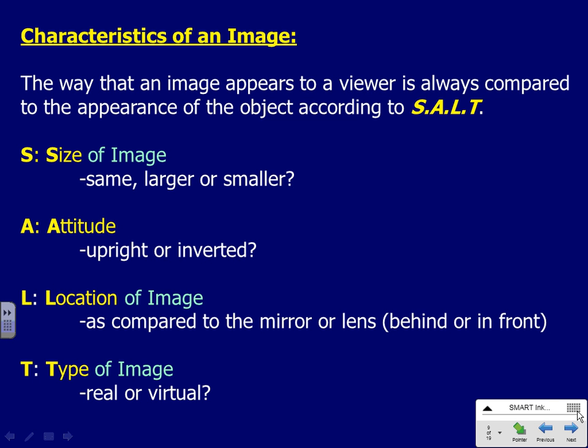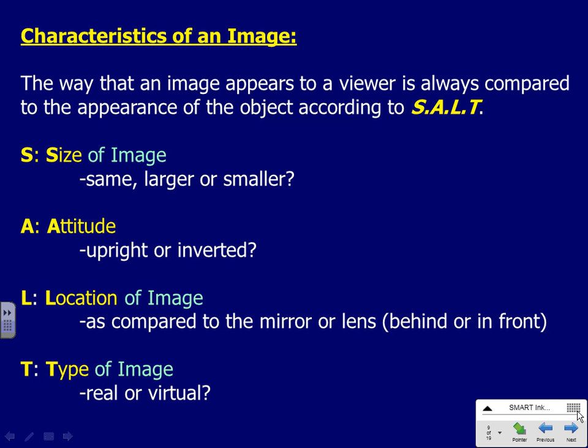The S stands for size. Now, when we compare images to objects, that's what we want to compare, the image to the object. So we ask ourselves, what is the size of the image compared to the object? So it's always in comparison to the object. In a moment, I'm going to go back to the piece of paper here, and we will do the SALT for a plane mirror. But we can talk about it before we even get to writing it down. So for a plane mirror, what size is the image compared to the object?